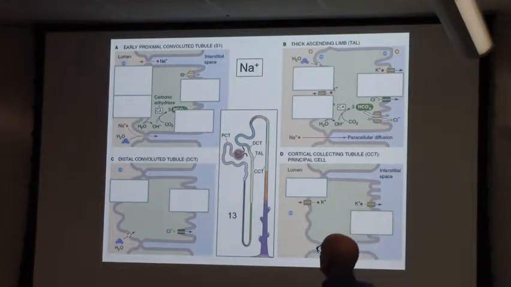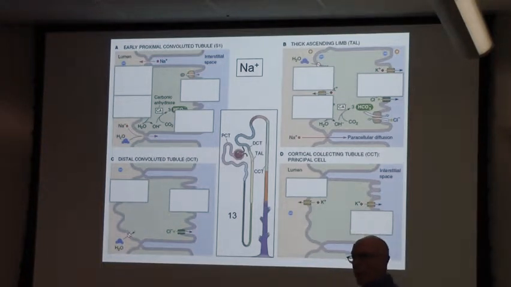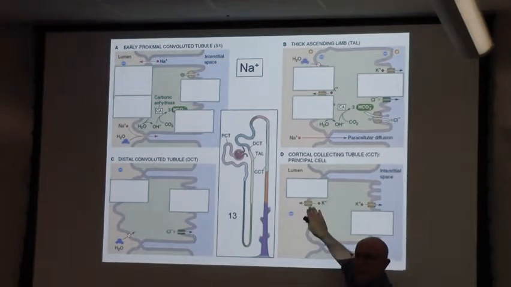Potassium is really important, but I'm trying to simplify things, hopefully not to the point of being misleading. This is the potassium transporter that I want you to know.